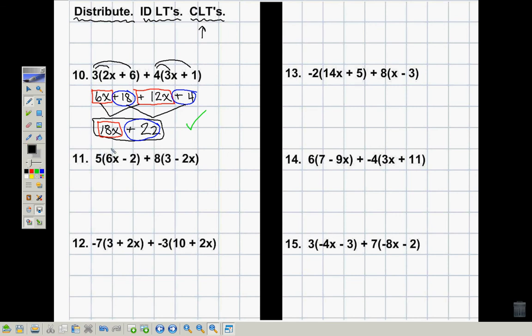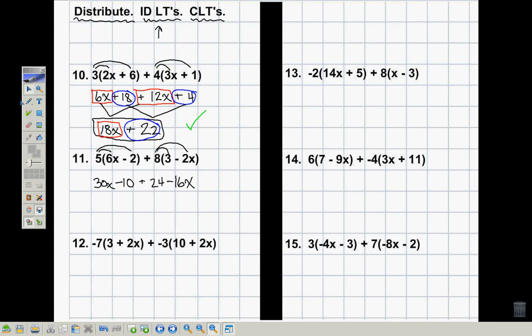One more example. So here we go. We'll do number 11. Same thing as before. 5 times 6x and 5 times negative 2. 5 times 6x, I'm going to go a little more quickly. 30x, 5 times negative 2, negative 10. Remembering our operations with integers. Plus 8 times 3, 24. 8 times negative 2x, negative 16x. Whew. That was the first step. We first distributed.